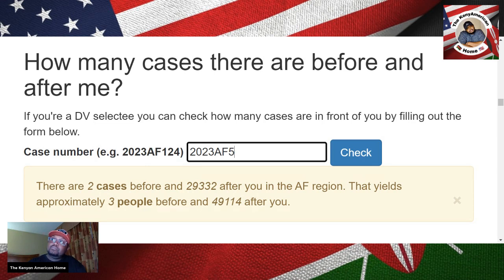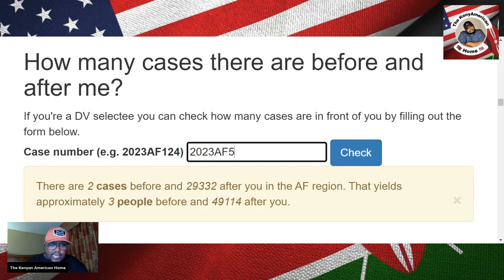So there's 2 cases before him, and there's 29,332 cases after him, which is about 3 people. So that's 3 people, 2 cases. That means maybe there's a married couple, or maybe a single mom and one kid. And after him there are 114 people, before they get to that limit.